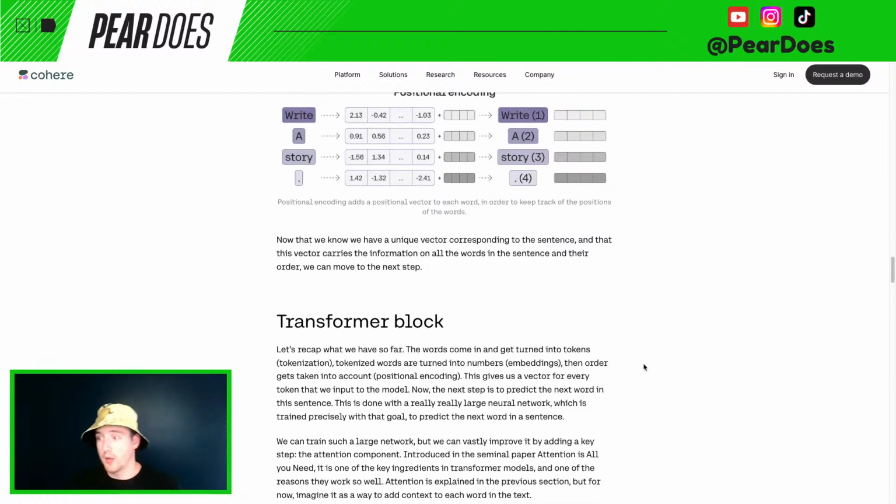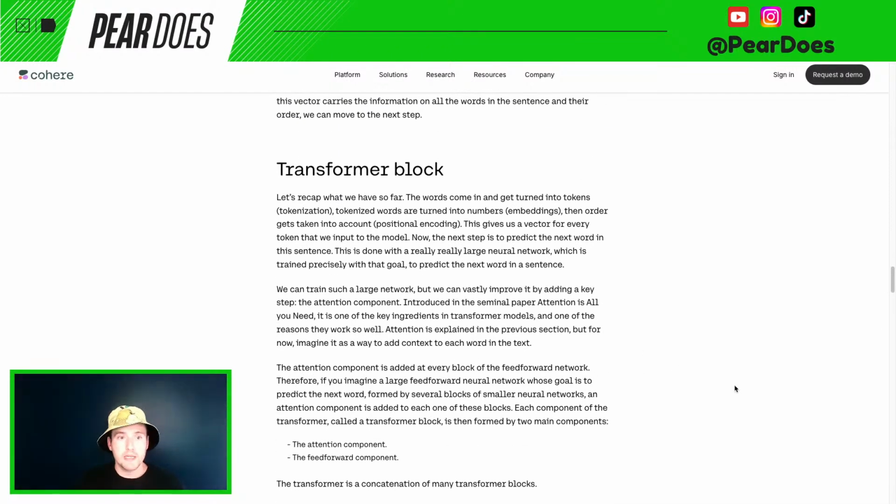So, transformer block, where were we? Let's recap what we have so far. The words come in and get turned into tokens, tokenization. Tokenized words are turned into numbers, which are the embeddings, and then the order gets taken into account, positional encoding.